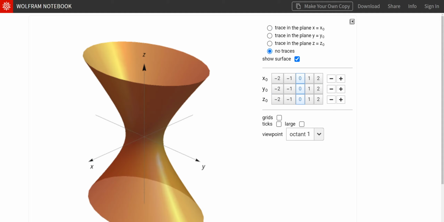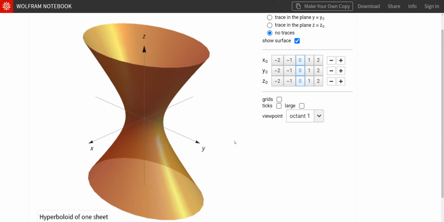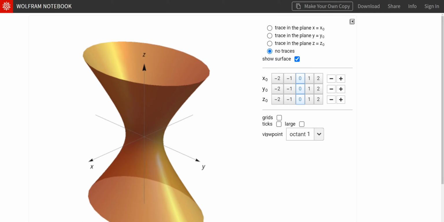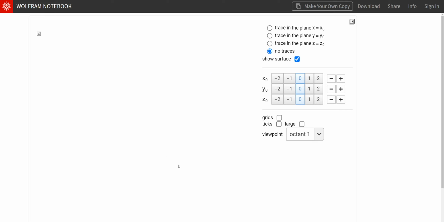Let's maybe do one more of these. This is called a hyperboloid of one sheet. We'll talk about these later. Right now, again, I just want to understand the traces and see how this is different from the previous figure. So let's do, how about xy traces? Just the xy trace would be the xy plane.